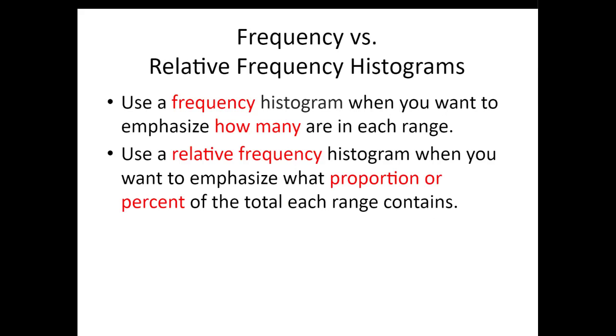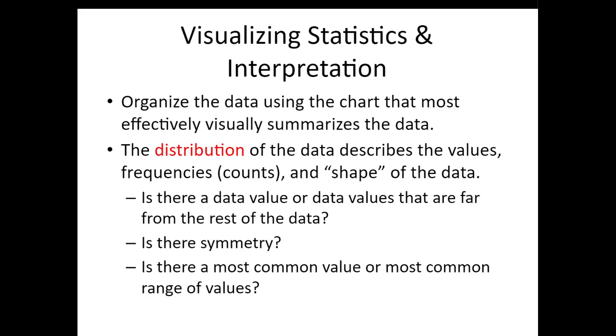Honestly, I'm not sure that it necessarily matters for the purposes of this class, because the shape will ultimately be the same. However, if you wanted to show how many instances occurred within a certain bin, then you want to use a frequency histogram. If you want to show the proportion or the percent of values that exist within a given bin, then you're going to use a relative frequency histogram. So what we talked about earlier in this unit, when we talked about the different kinds of charts, is that you want to select the chart or the figure that best displays the data in a visual way that will make sense to the reader.